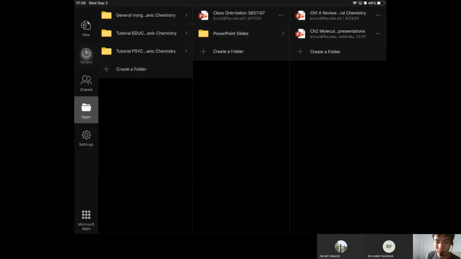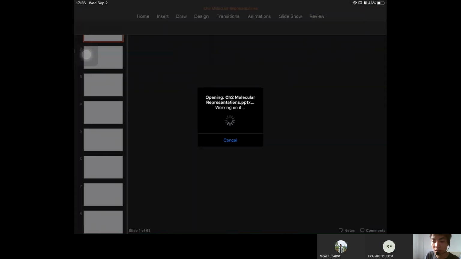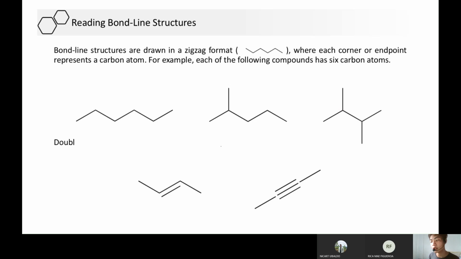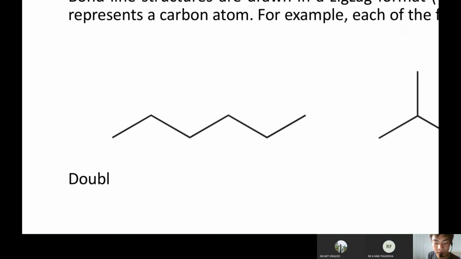Okay, so that's how you interpret the bond line structure, no? For every edges, mayroong hydrogens. So, looking at this again now, I want you to tell me ilang hydrogens meron dito.